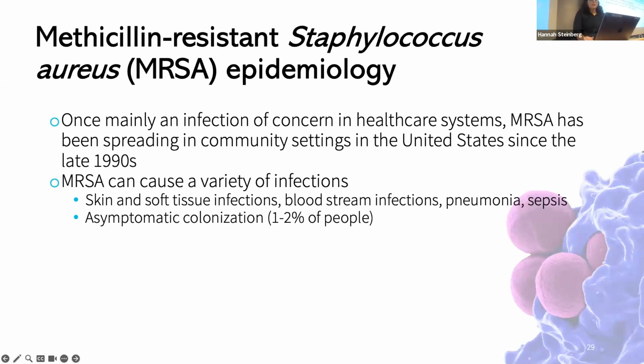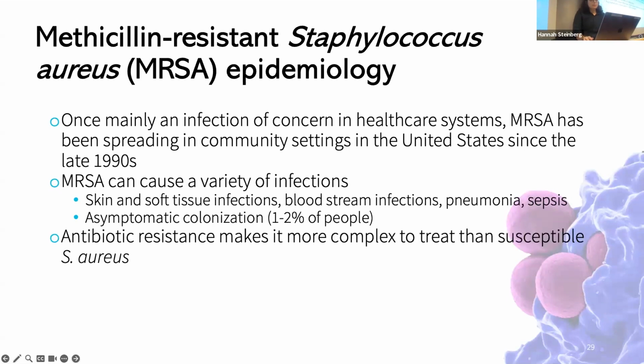And MRSA can also, like CRKP, asymptomatically colonize people. And it's estimated that 1 to 2% of people in the US are asymptomatically colonized. The antibiotic resistance of MRSA makes it more complex to treat than susceptible Staphylococcus aureus, and it's becoming more and more antibiotic resistant over time. So we really want to find ways to identify risk factors for transmission so that we can prevent these sorts of infections from happening in the first place.